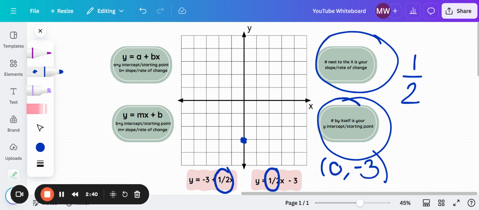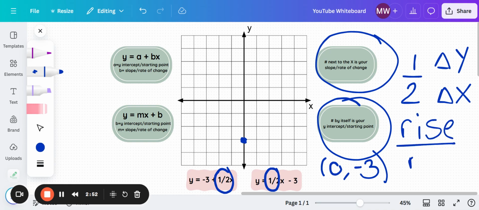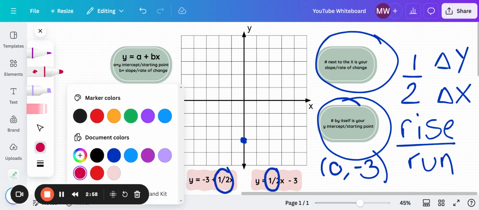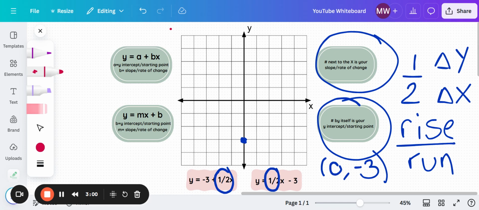So remember, when our slope is written as a fraction, the top tells us the change in y, and the bottom tells us the change in x. Or we can use rise over run to tell us what to do on our graph. So to find the next point, we can use the slope. I'm going to start at the original point that I put on here, our y-intercept, and I'm going to use my slope to tell me what to do.